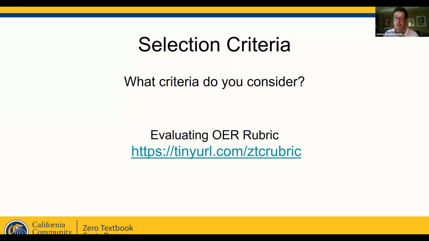But that begins, of course, with the question of what criteria you use, as a subject matter expert and faculty member, when you search for material. This is a common question I get: what quality criteria do you OER folks use to select the OER? And I like to pose the same question: what criteria do you use to select commercial material?